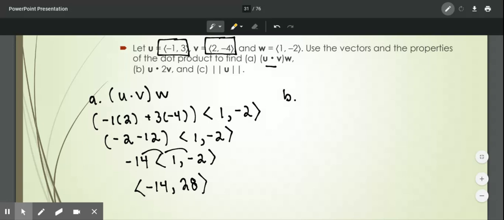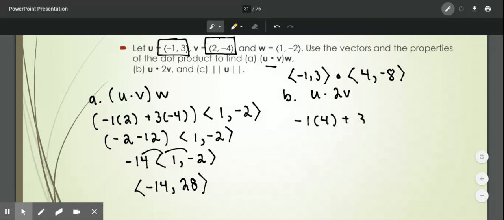For part B, when we have u dot 2v, our u vector is still negative 1, 3, but our 2v now is going to be 4, negative 8. So you have to do that 2v first, and then we're going to dot those two vectors together. And so then you would have negative 1 times 4 plus 3 times negative 8. And so you'll have negative 4 minus 24, or negative 28.